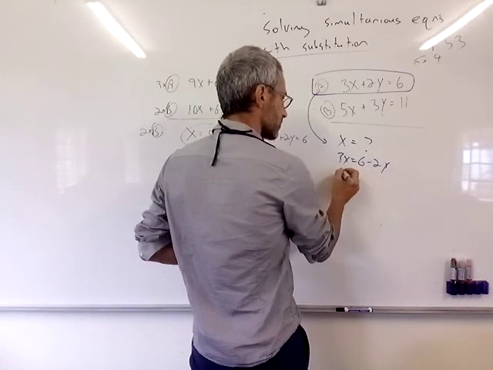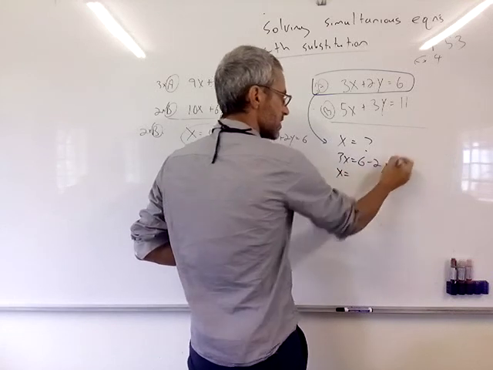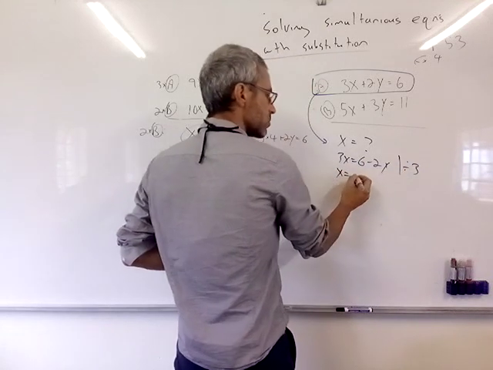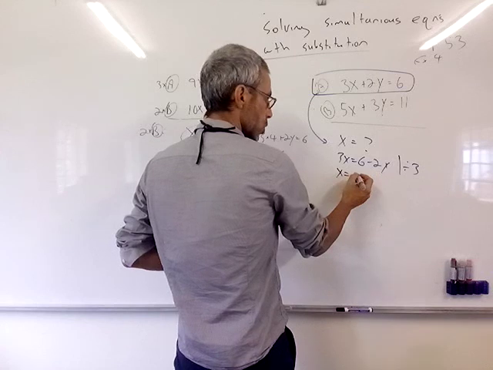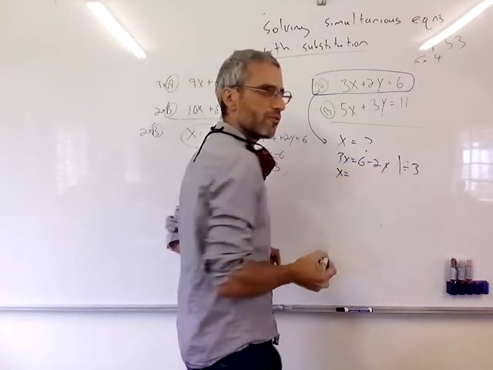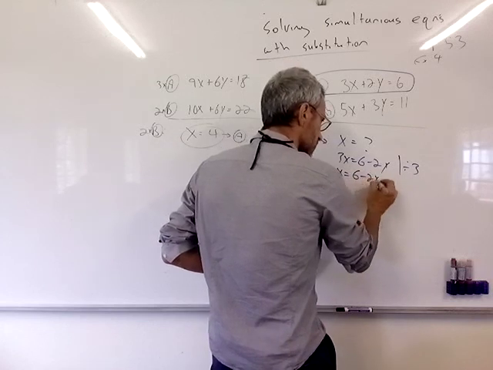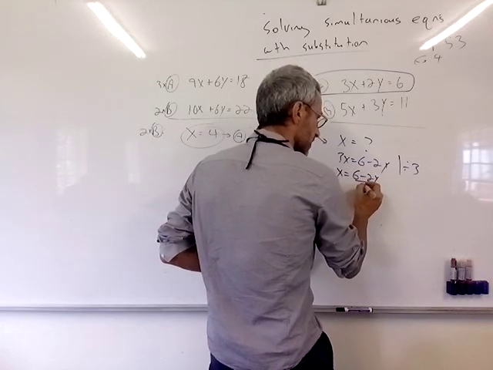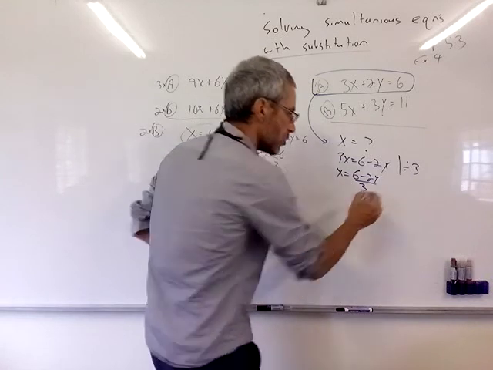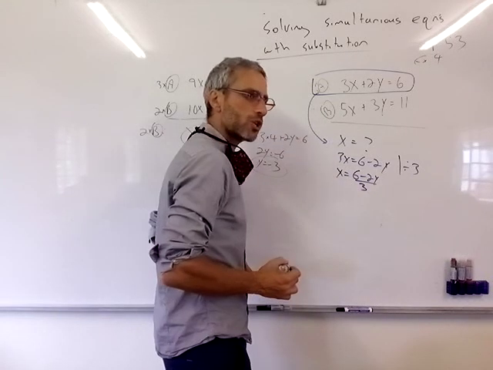Now I want to find out what x is. So x equals, I need to divide by 3. Everything by 3. Maybe I'll write it down like this first. So x equals 6 minus 2y, all divided by 3. Now if you remember, I can split that into two fractions, right?